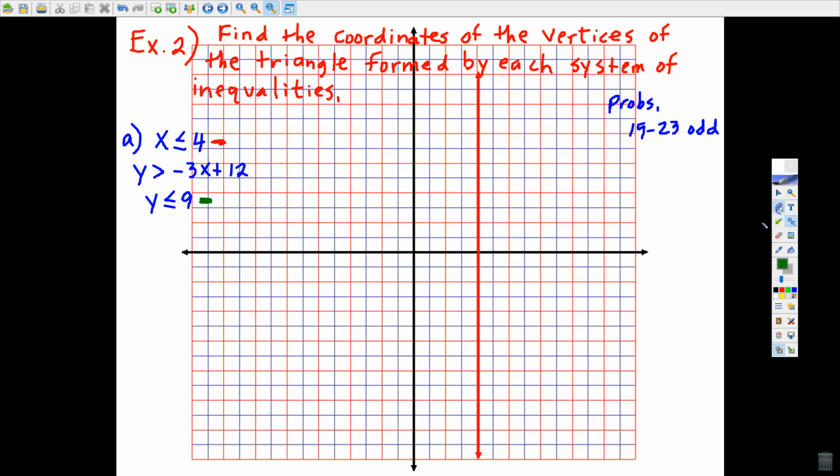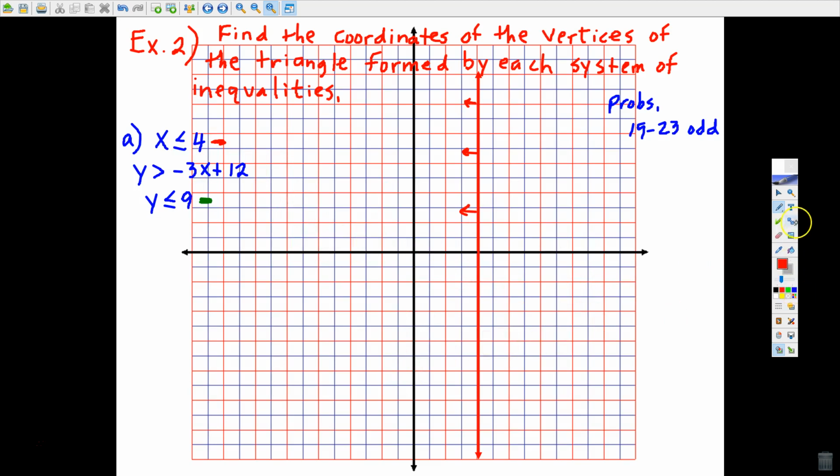And once again, I'm going to choose to do all of my shading after I graph all of these boundary lines. Now, some people like to do this before they shade. They just kind of give themselves a little bit of a hint. They're going to draw arrows like this to show that we will eventually be shading to the left of that line because it says less than, and that's the left side of a vertical line.